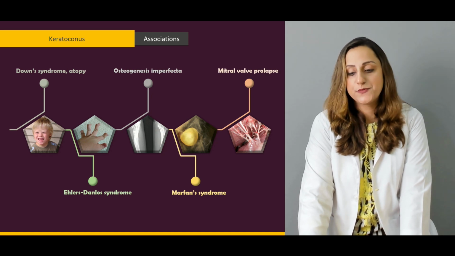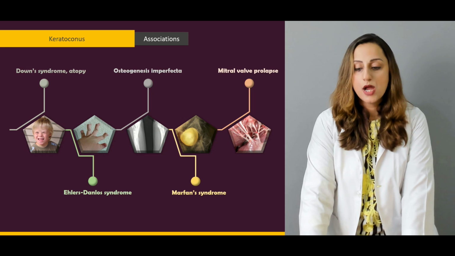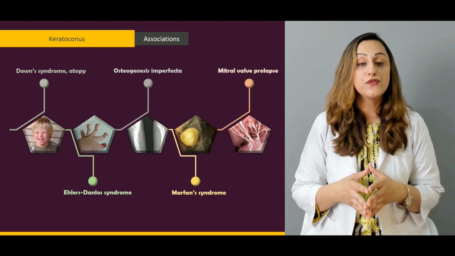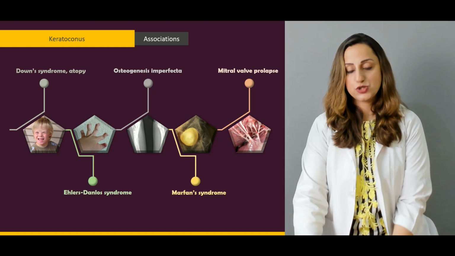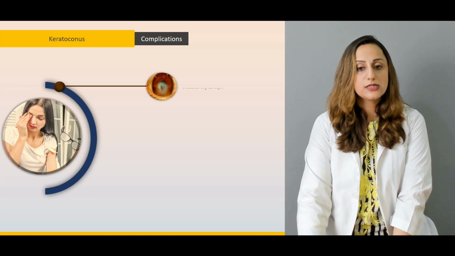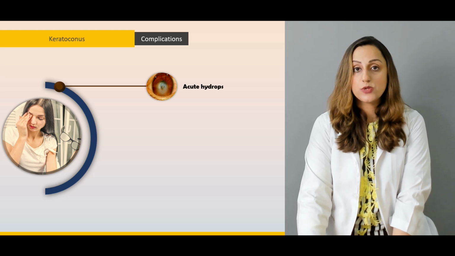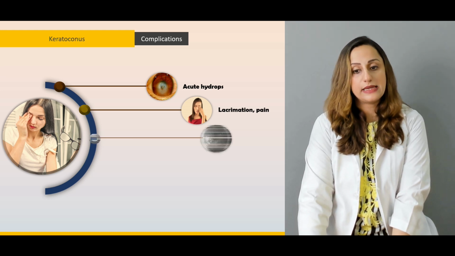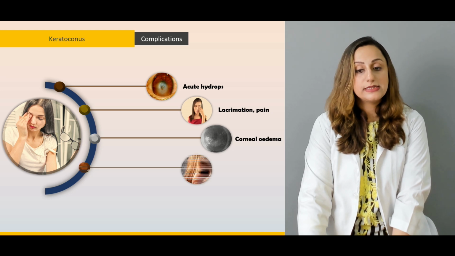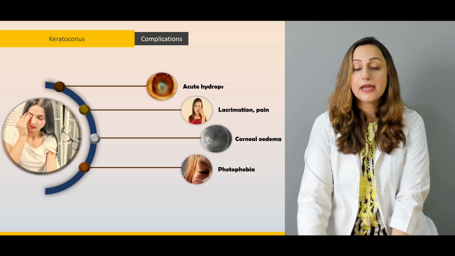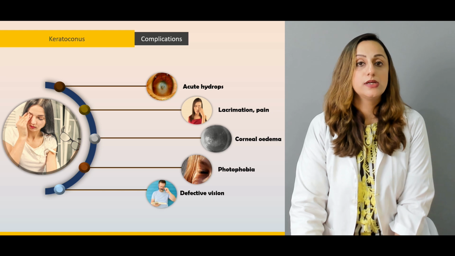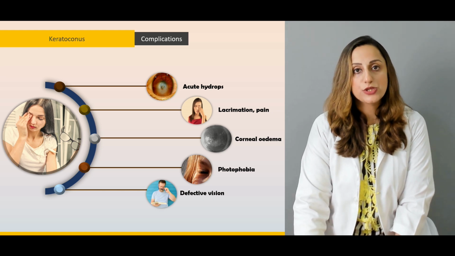And then finally, the mitral valve prolapse, which is also known as the click murmur or the Barlow murmur phenomenon, and is again sometimes associated with the development of keratoconus in these individuals. So the complications associated with keratoconus are acute hydrops, in which the Descemet's membrane is also involved, or the development of excessive lacrimation and pain. It can be corneal edema, or photophobia, intolerance to the exposure of light, and defective or blurred vision is the final complication seen with keratoconus.